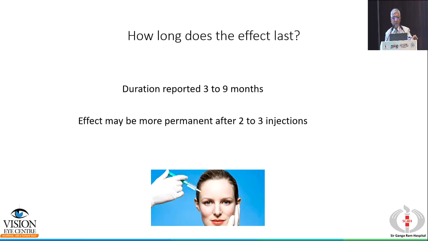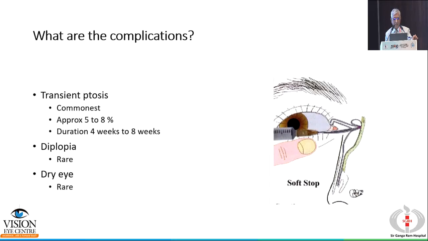The effect usually for our patients is a mean of about 6 months. Usually about 3 injections are needed, and many of them would not complain after 3 injections or will require much less frequent injection of Botox and get a permanent result.